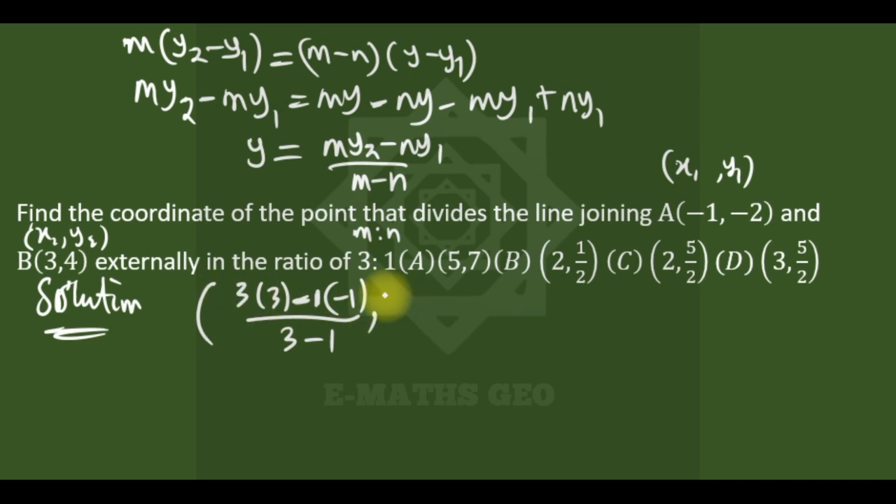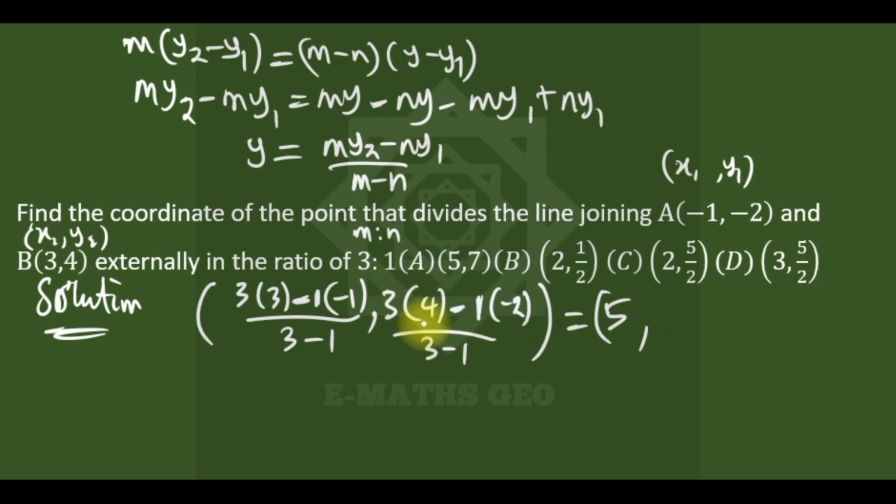It's the same way for y: 3 times our y2, which is 4, minus 1 times our y1, which is minus 2, over 3 minus 1. So this is 9 plus 1, 10. 10 over 2 is 5. For y, this is 12. 12 plus 2 is 14. 14 over 2 is 7. So our answer is option A.